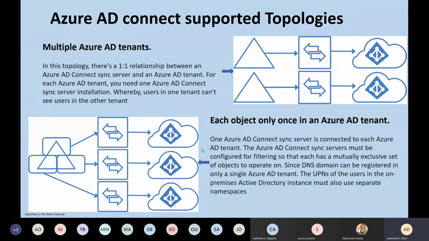AD Connect works with that. Then another thing we need to know is you cannot have duplicated objects in AD Connect, so it has to be unique. That's why we have this here: each object only once in an Azure AD tenant, so you cannot have multiple copies of objects in tenants. If you have multiple objects, you sync them to different tenants, which is fine. And since your DNS can only be tied to one Azure AD tenant, you should obviously just have one.